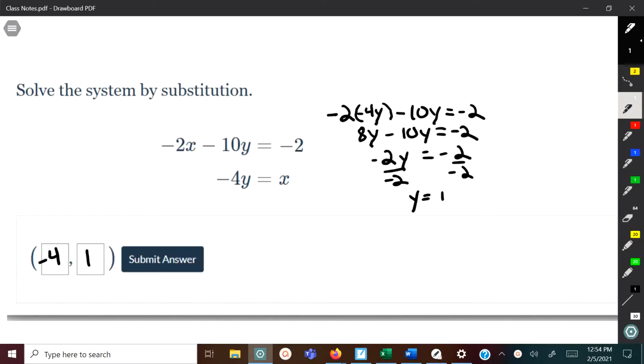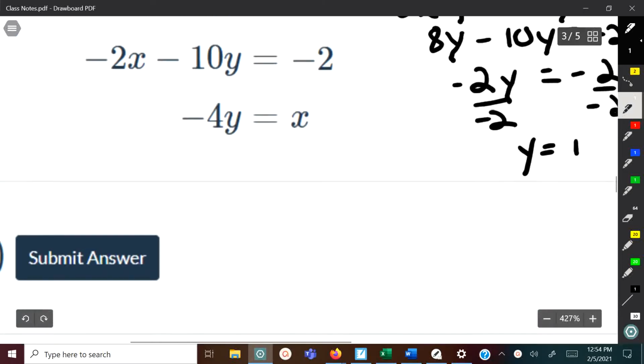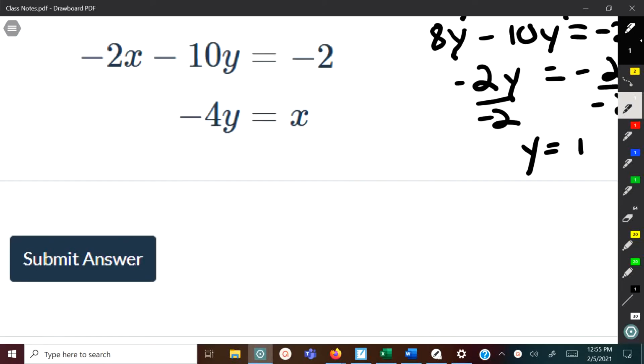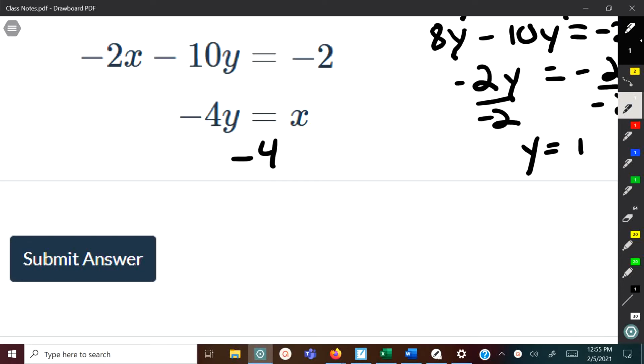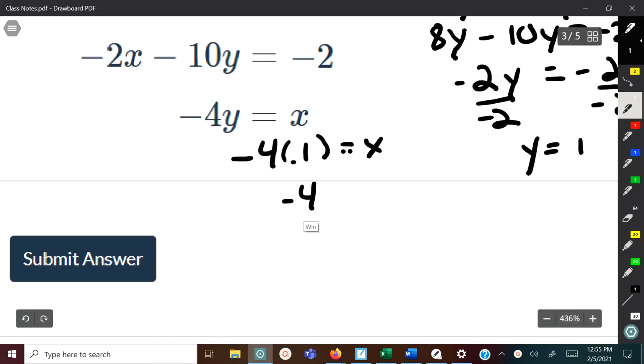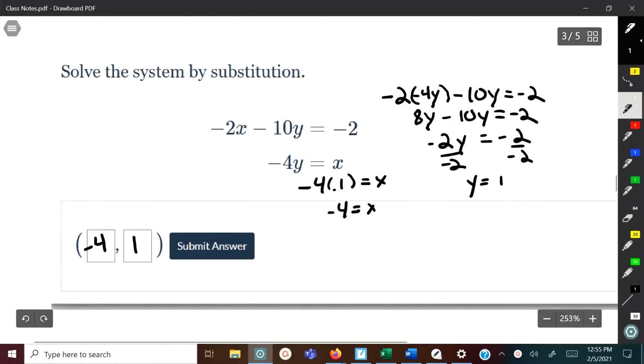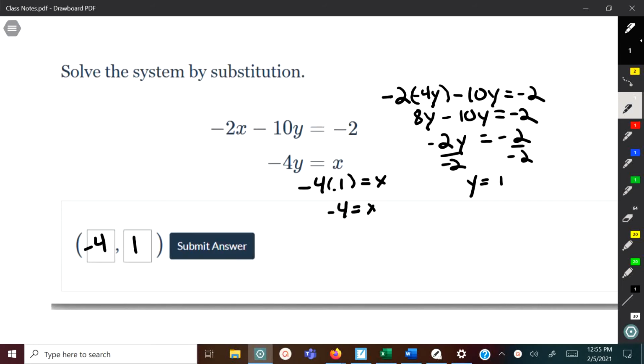Now I'm going to take that y and plug it in. I'll plug it into this. Instead of putting it in the bigger equation this time, I'm going to go ahead and put it here and work that out. So I have negative 4 times y, which we know is 1, is equal to x. Negative 4 times 1 is negative 4. So x is equal to negative 4. And that's it. That is solving linear equations using the substitution method.